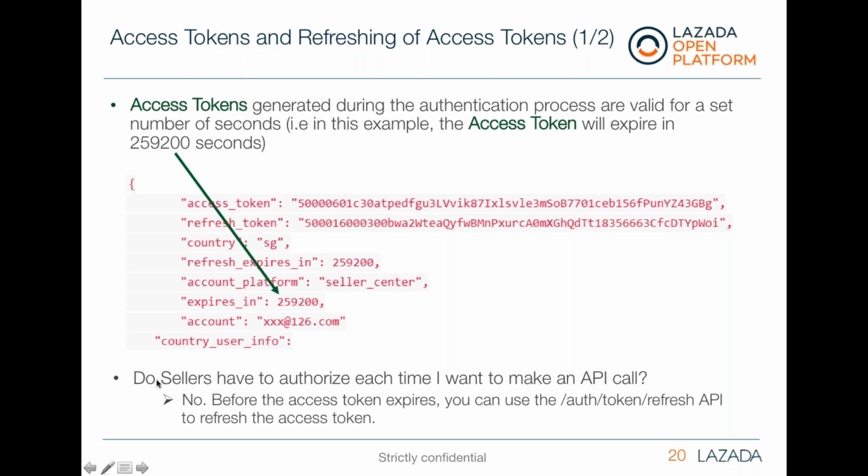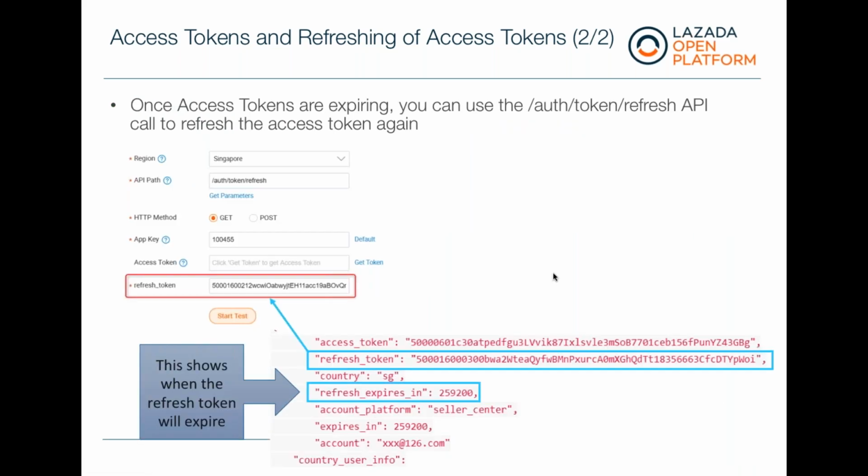So here is a frequently asked question: do sellers have to authorize each time I want to make a call? The answer is no, because before the access token expires, you can use this access token to call the APIs. But before it expires, you will need to use the refresh token to refresh this access token. You can see how to use the refresh access token API. The name is auth token refresh, and here you enter the refresh token and then click start, and the access token will be refreshed.